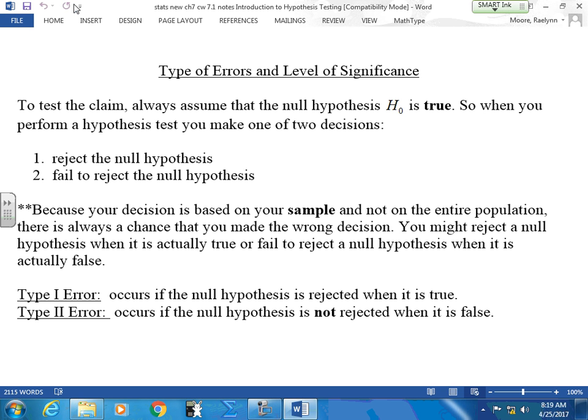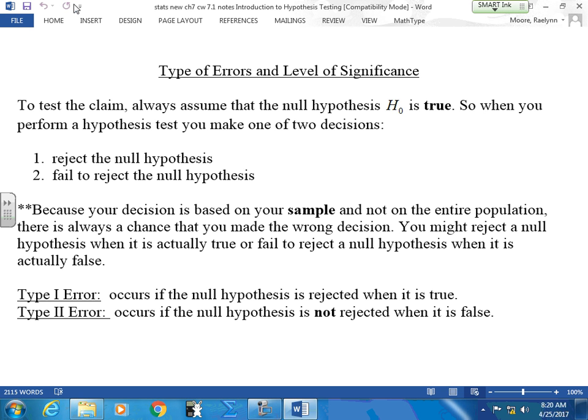So to test the claim, we always assume that the null hypothesis is true, not the claim, the null hypothesis. So when you perform a hypothesis test, you will make one of two decisions. You will either say, reject the null hypothesis, or if you agree with it, you don't say, I think it's good, I like it, you say, fail to reject the null hypothesis. These are the two statements that we will make when we judge a claim.